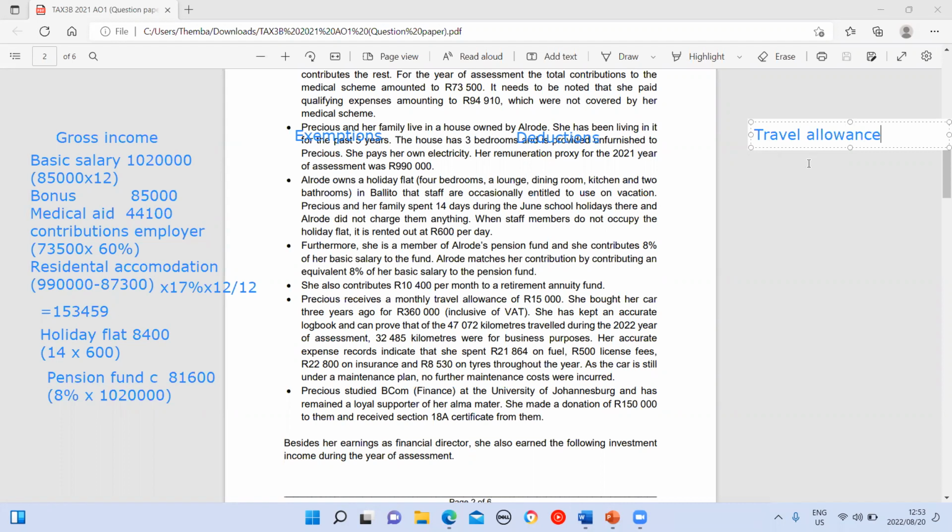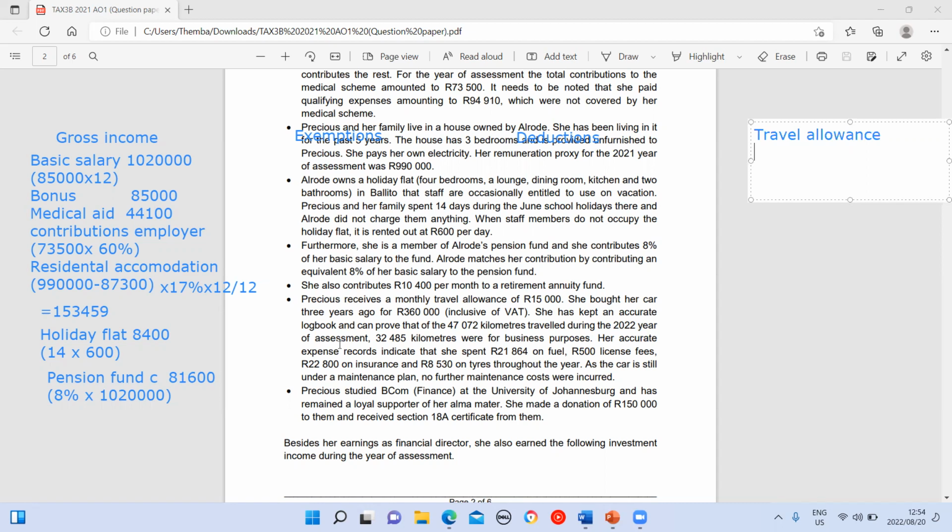So let's continue with our travel allowance. What are they saying in terms of travel allowance? Let's see. Precious received a monthly travel allowance of 15,000 rand. She bought a car 3 years ago for 260,000 rand, inclusive of VAT. Remember what I said about that? She has kept an accurate logbook, and can prove that of the 47,072 kilometers traveled during the 2022 year of assessment, 32,485 kilometers were for business purposes.